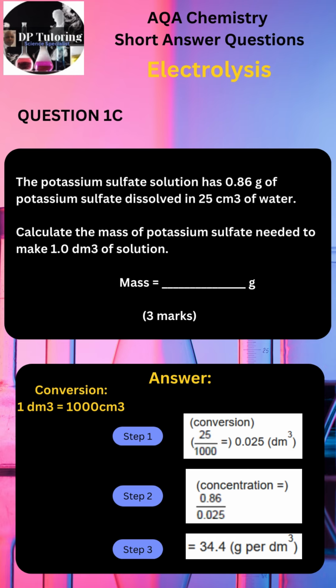You should note that 1 decimeter cube is equal to 1000 centimeters cube. So to get values in the same unit, you divide 25 by 1000 to get 0.025 decimeters cube. You were given the mass in grams. So you now divide 0.86 by 0.025. This will give you an answer of 34.4 grams per dm cube. That value is the mass of potassium sulfate needed. Again, please review this topic since it is likely to come up in your exams.